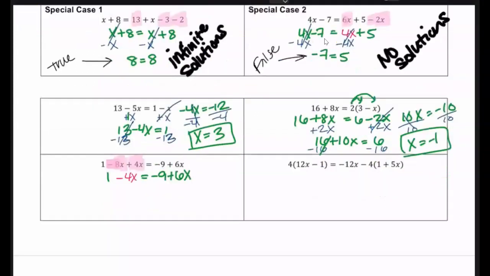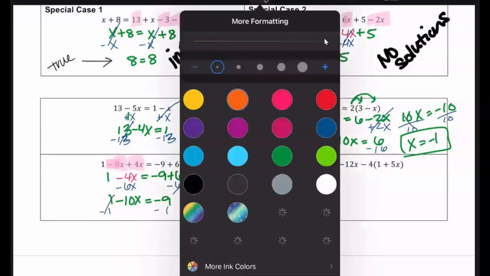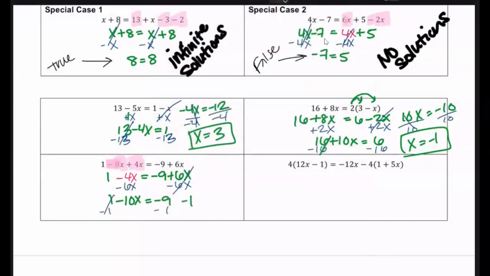And so, variable on the left side, and subtract 6x from both sides. Negative 4x minus 6x is negative 10x. Bring everything else down. Move the constant to the right, which gives you negative 10x equals negative 10. Divide by my coefficient. X equals 1. This time positive 1, because negative divided by negative is positive.